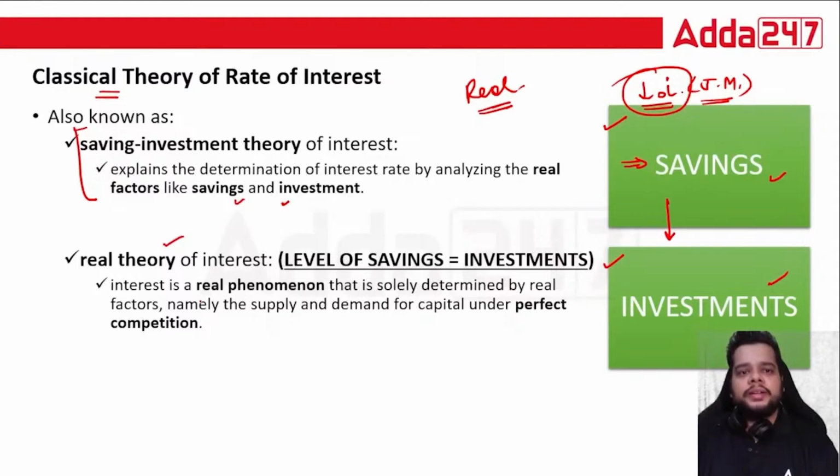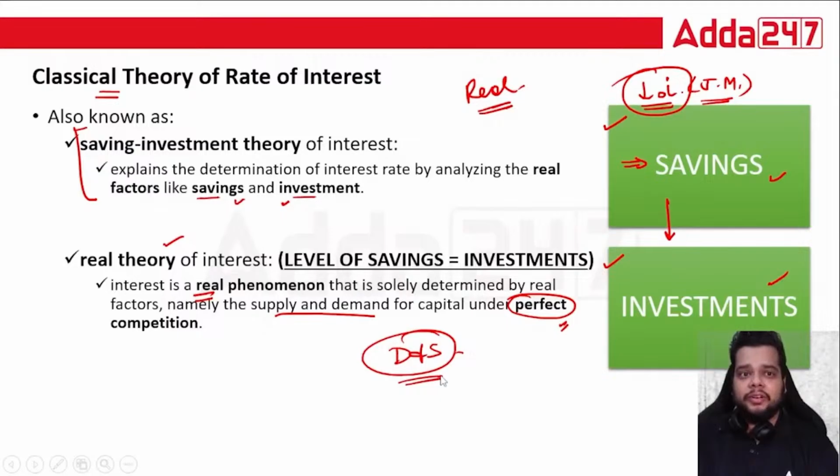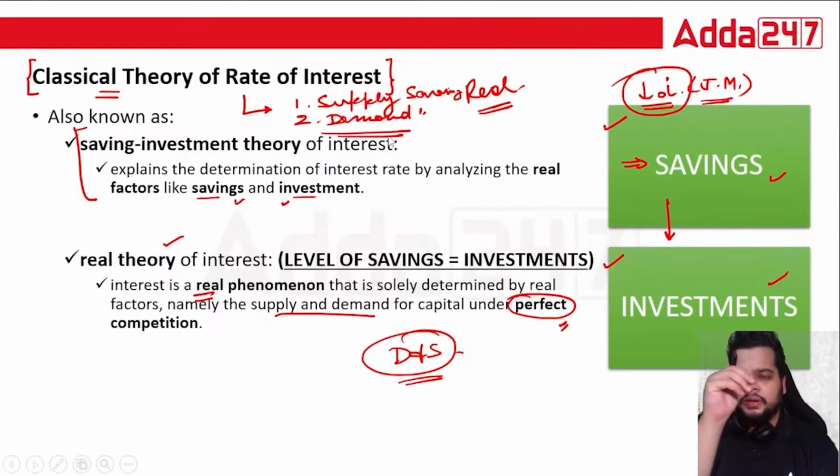The real theory of interest, as interest is a real phenomenon based on your real factors, that is saving and investment, is solely determined by the real factors of supply and demand for capital under perfect competition. So only demand and supply will be at play. The crux of all we have discussed, which will ultimately form the classical theory of the rate of interest, is only two things. One, supply of savings. Another one, demand for savings. That is it. The question can be asked from either of the two components.